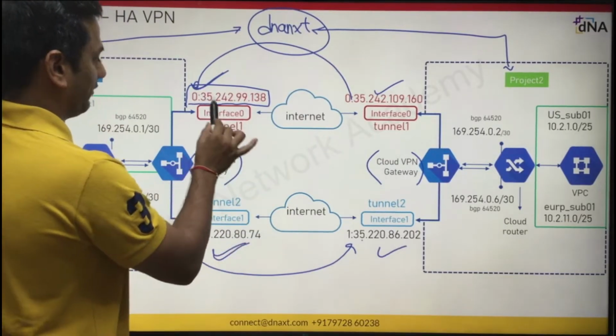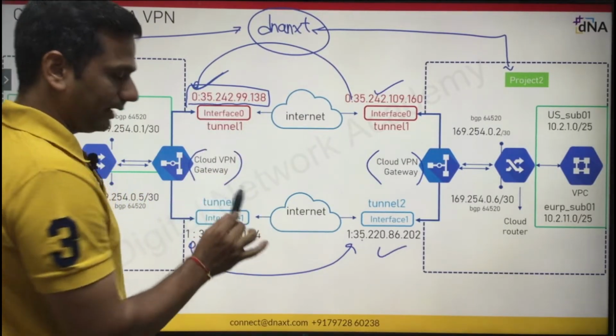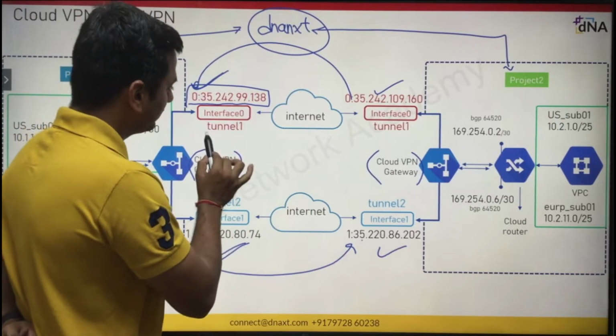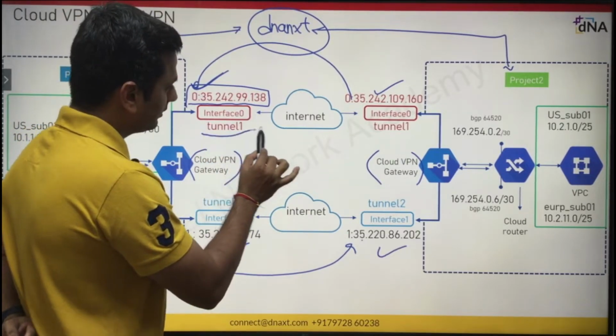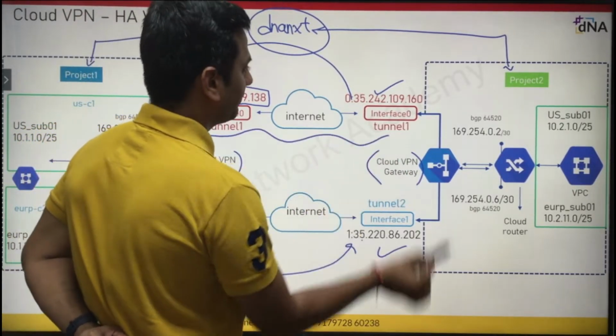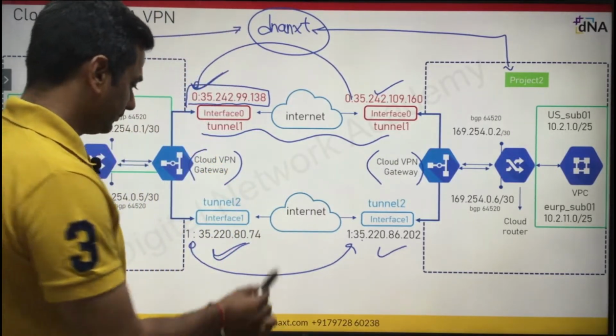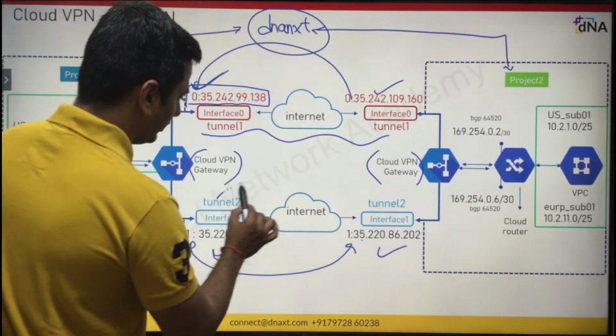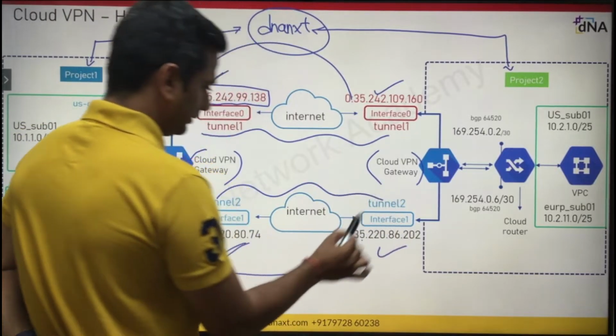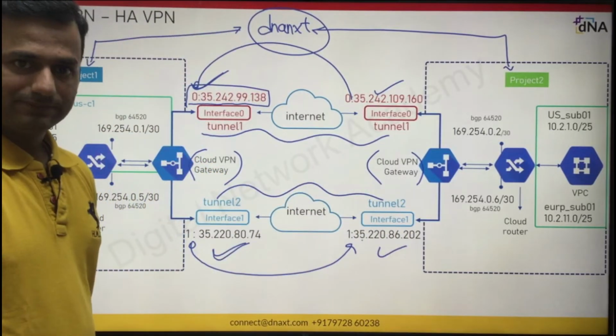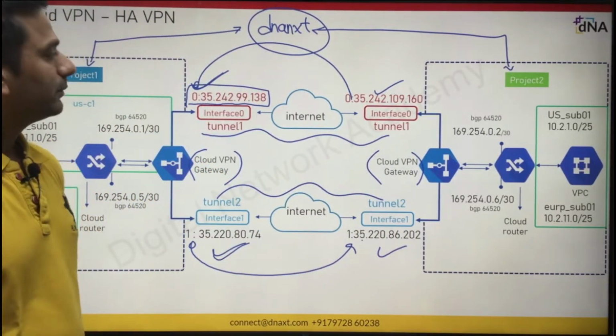We will get two interfaces, right? Tunnel 1 is always established via interface 0 to 0. Tunnel 2 is always established via interface 1. Clear, right?